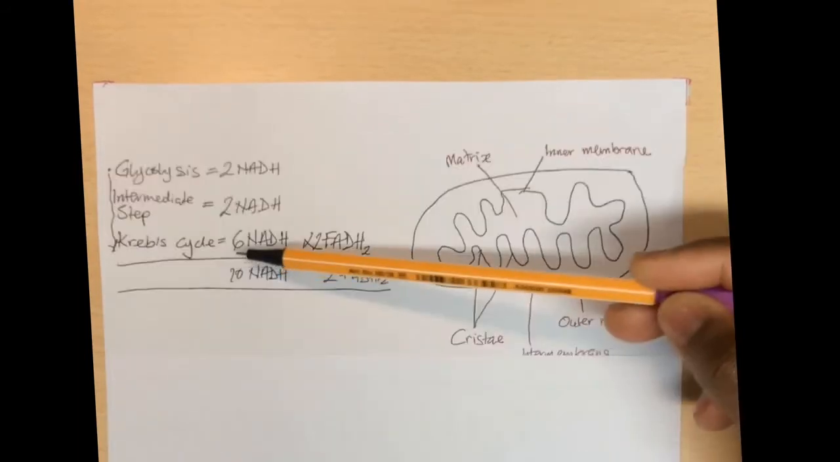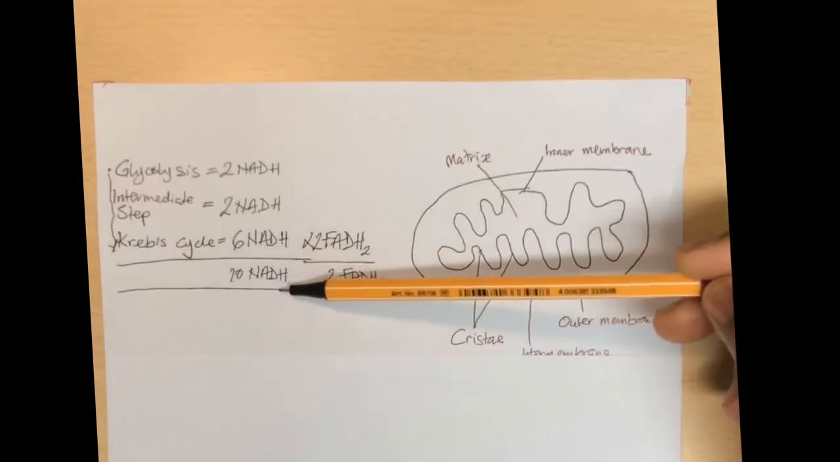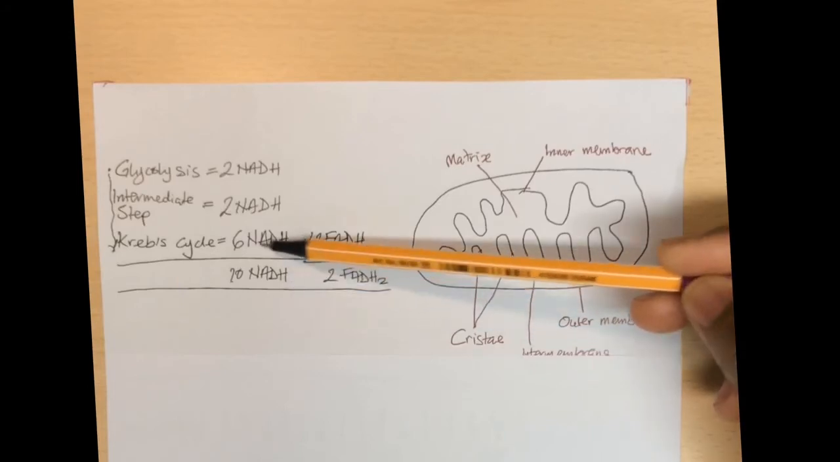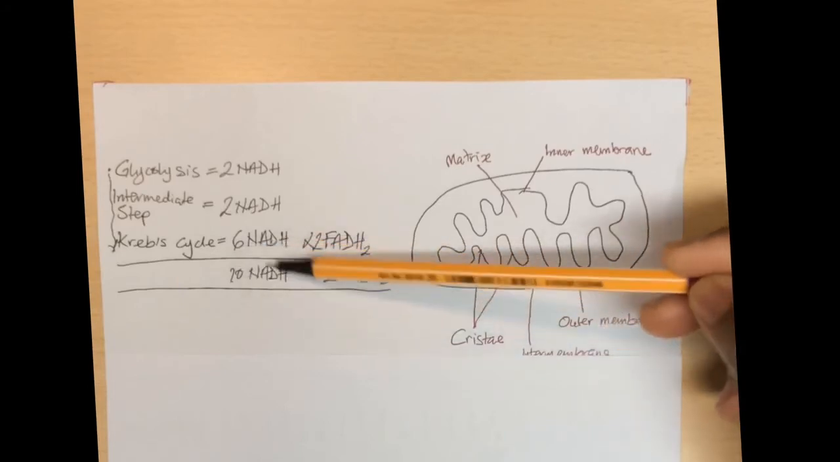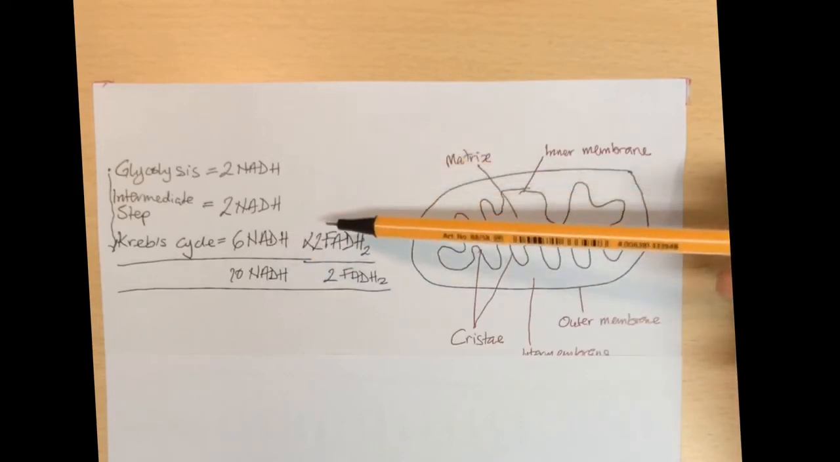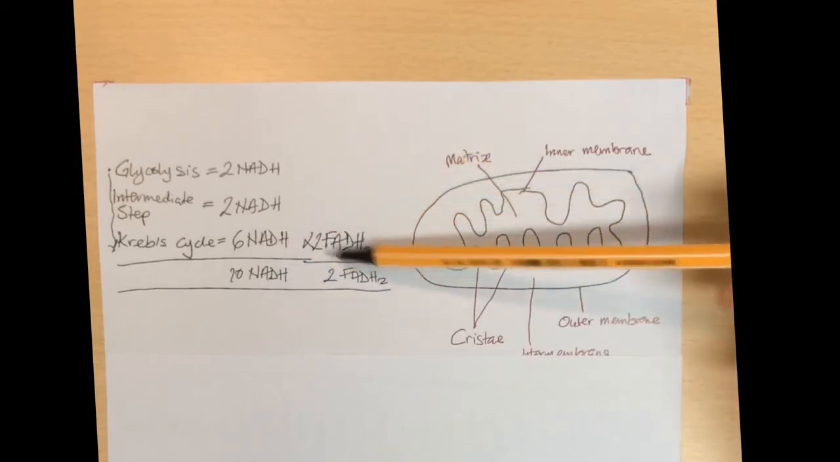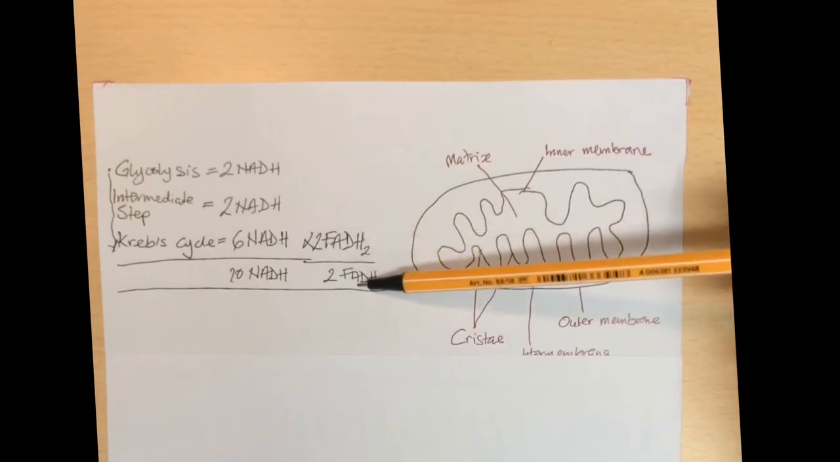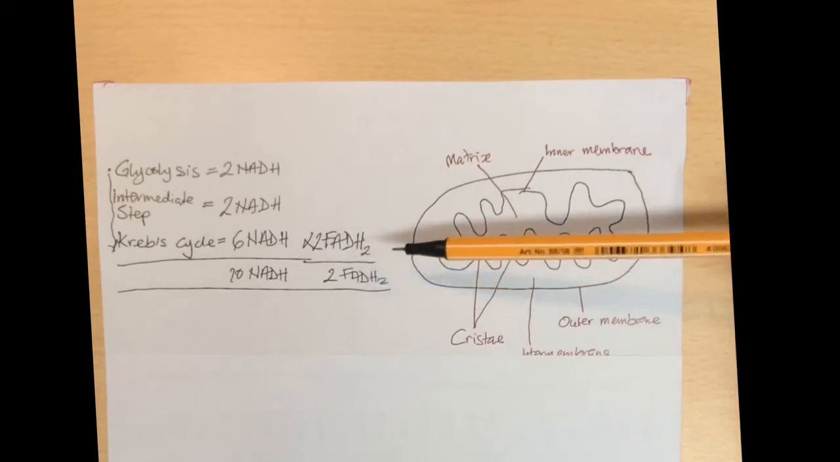And so, to understand the topic of electron transport chain and oxidative phosphorylation, you should understand that the sum total of NADH molecules produced as a result of glycolysis, the intermediate step, and the Krebs cycle is 10, so 10 NADH molecules subtotal, and 2 FADH2 molecules.